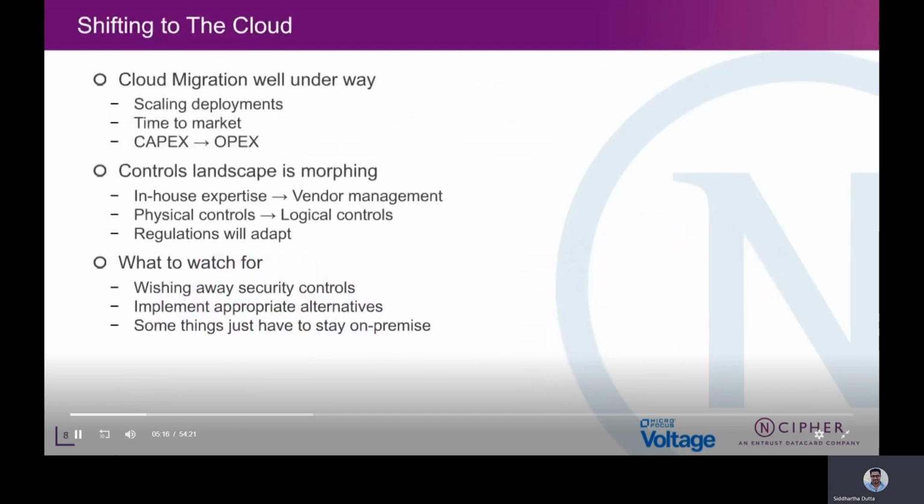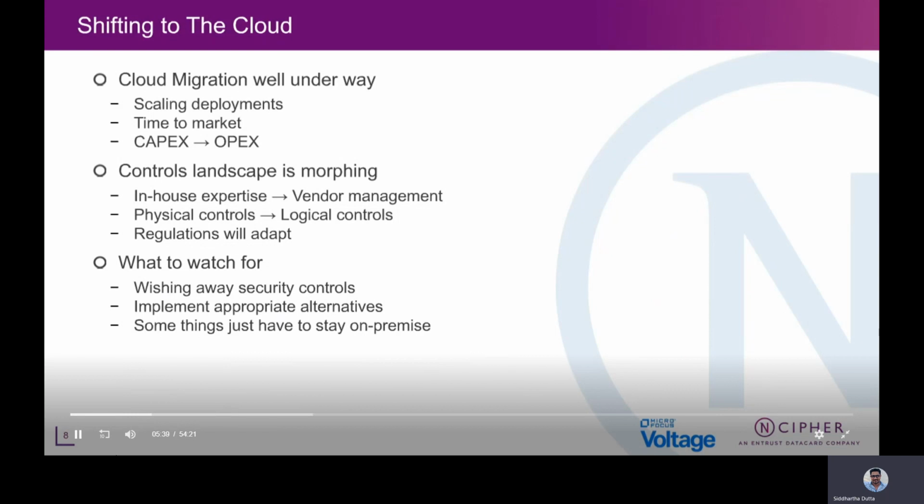And this is important because we are seeing that the cloud migration is well underway among our customers. There are compelling advantages to operating in the cloud, and after a decade of testing the waters, the move is on. We at nCipher need to meet you on your way and help you along in this journey. Most importantly, the security controls landscape is changing.